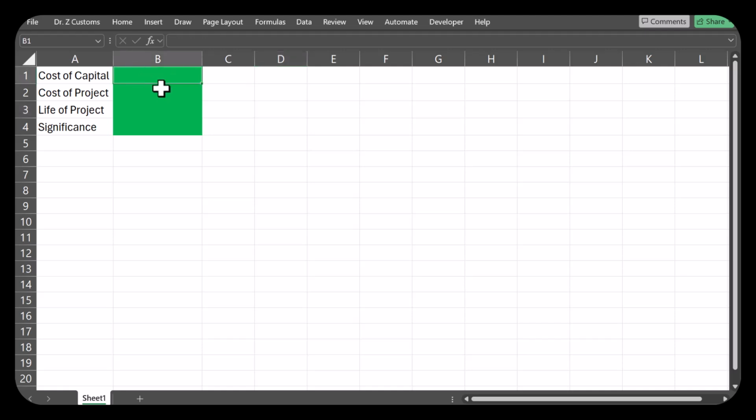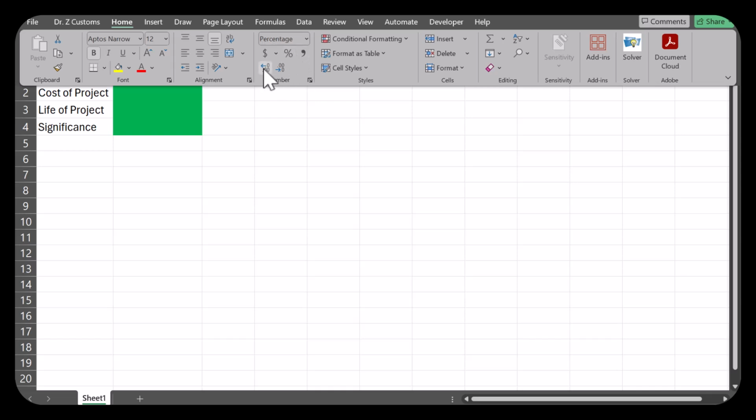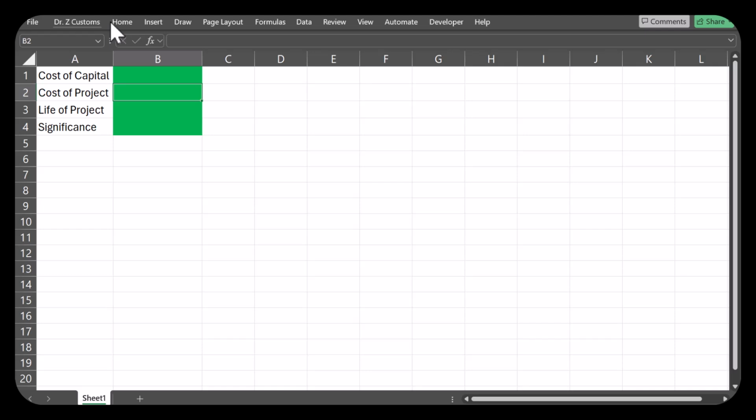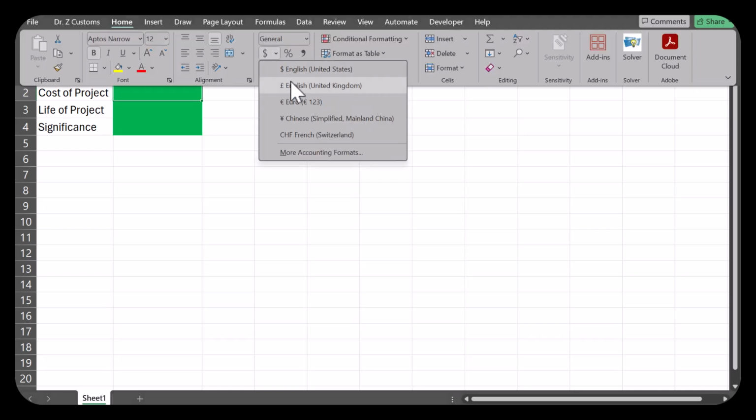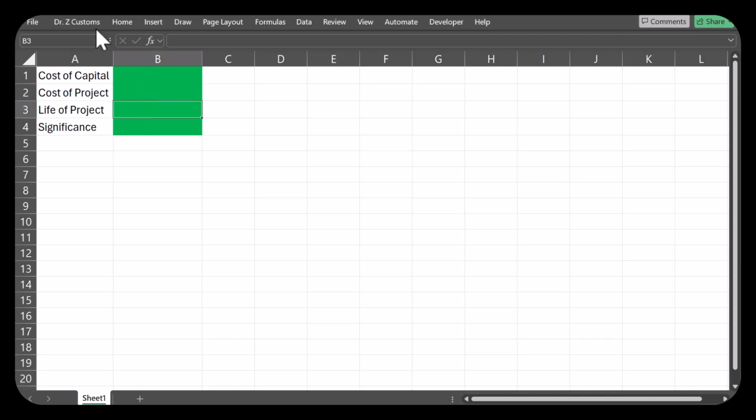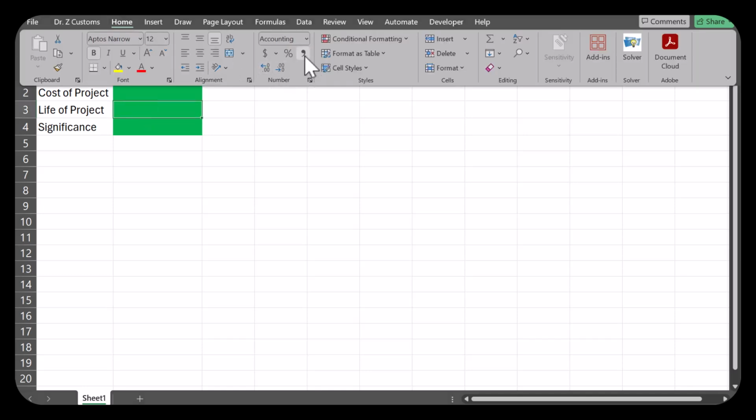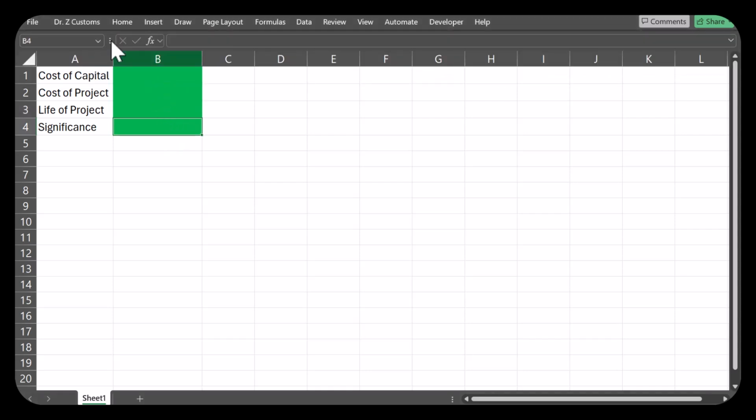Well, my cost of capital is going to have a percent format. I'm going to add 2 digits. Cost of project is dollar. Life of the project is just an integer. And my significance is going to be a percent as well. So I have 1250, maybe $50,000. I'm going to get cash flow for 5 years. And my significance is 10%.